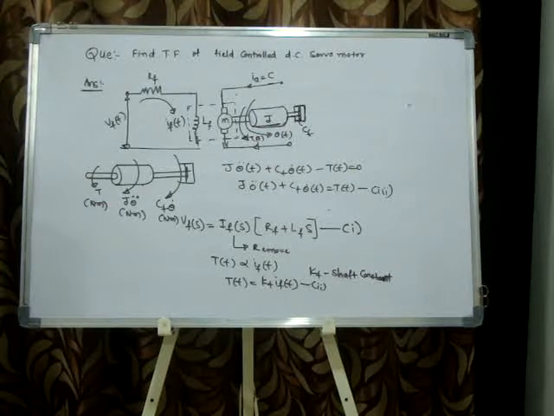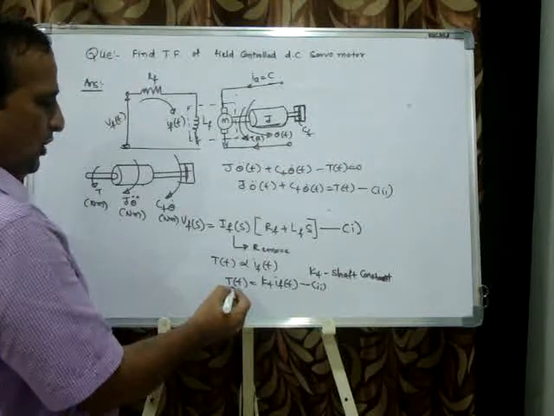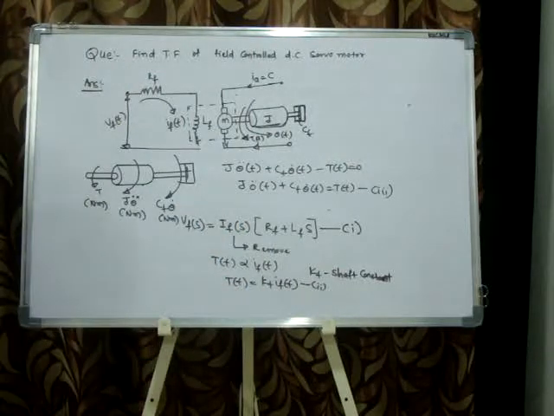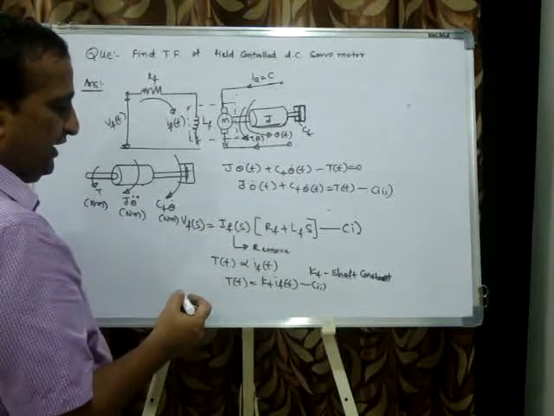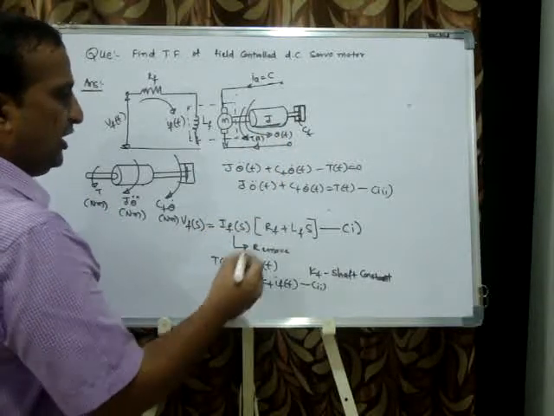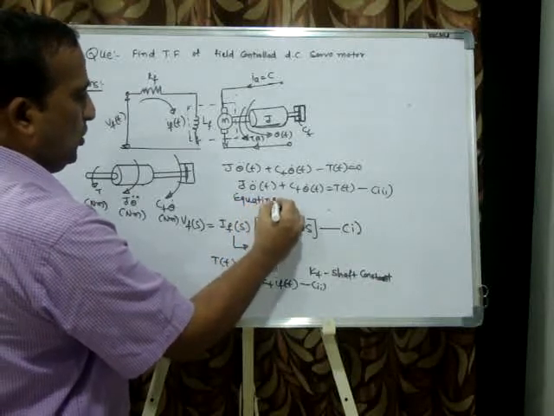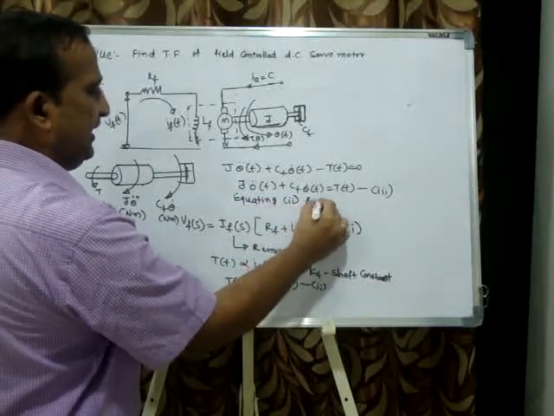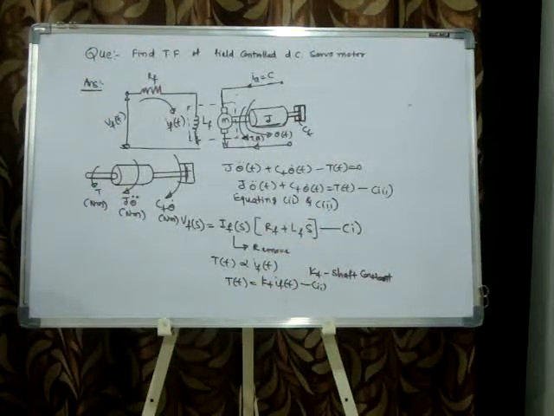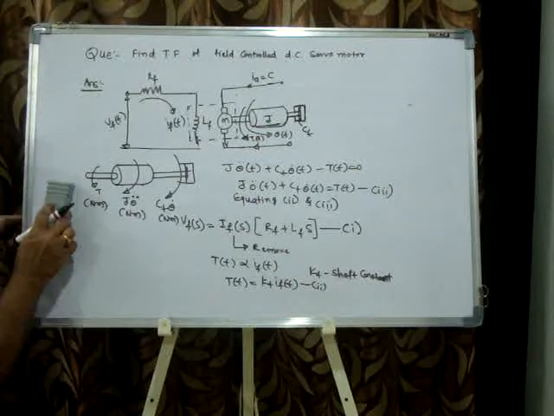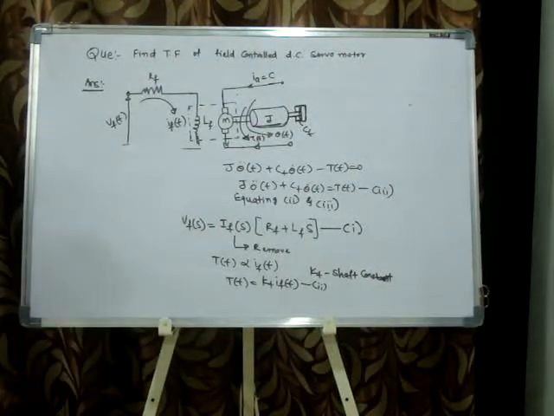Now equating 2 and 3, the torque term will vanish, because I want theta of s. There are two outputs, but I want the final output theta of s. So equating 2 and 3, I can now write the equation.